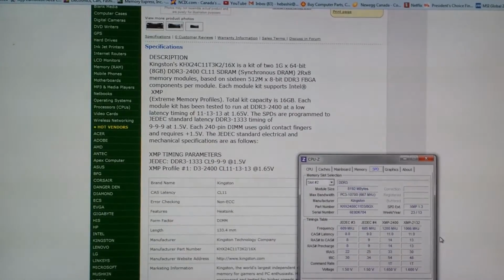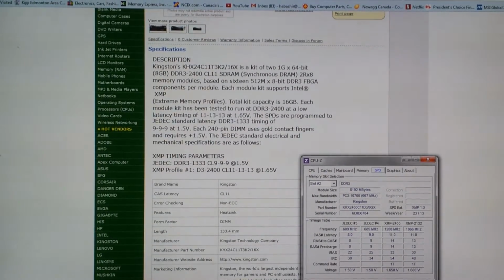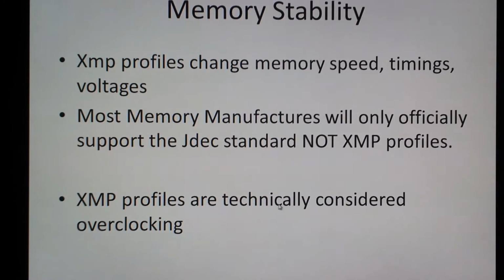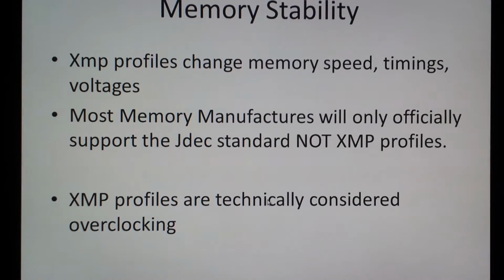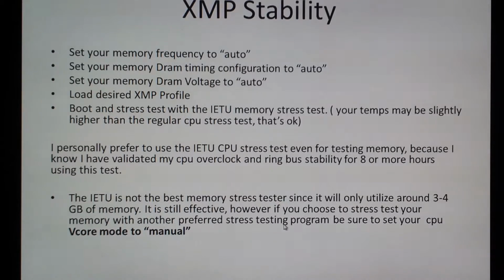So, for us to carry on here, once again, XMP profiles are considered overclocking. So the first thing that we're going to have you do is set your memory frequency to auto, set your DRAM timing configuration to auto, set your memory DRAM voltage to auto, and load the desired XMP profile. You may have more than one. My kit had more than one, so load whichever one you prefer to run.